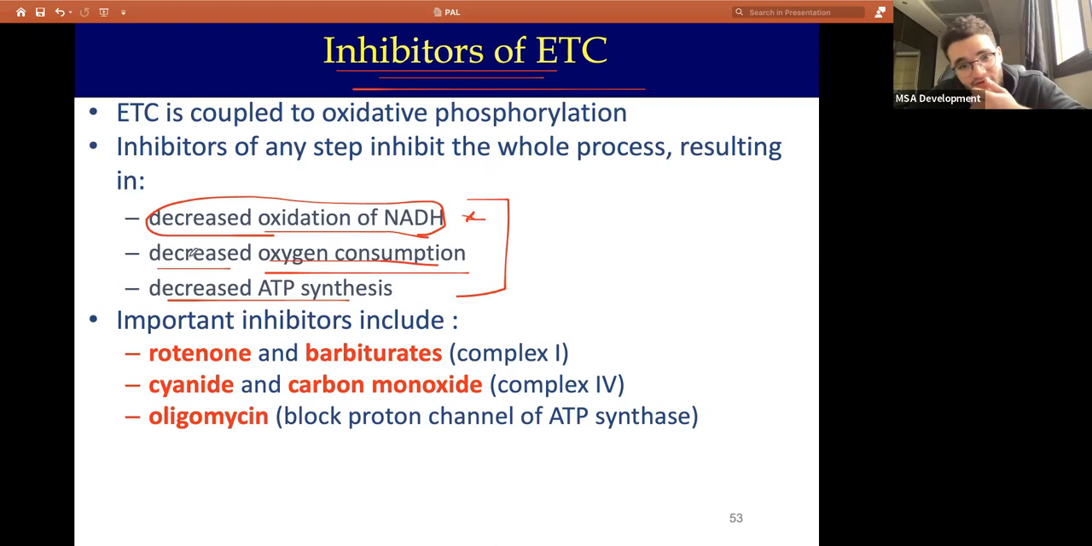Obviously, this is self-explanatory, but it gets a little bit confusing in the uncouplers, but just know that. Okay, so as I said, we have inhibitors, and very important inhibitors that you have to know. You have to know what they are, and you have to know what they inhibit.